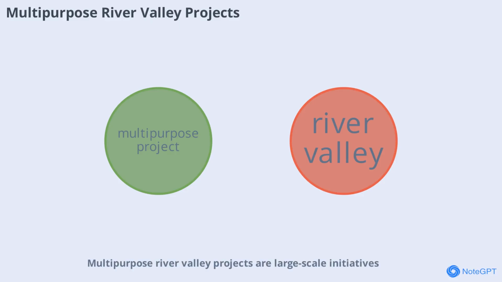Multipurpose river valley projects are large-scale initiatives that harness river water for multiple uses, including irrigation, hydroelectric power, flood control, and water supply. These projects play a crucial role in supporting agriculture, industry, and urban development. In India, several major river valley projects have transformed regions by providing reliable water resources and boosting economic growth.